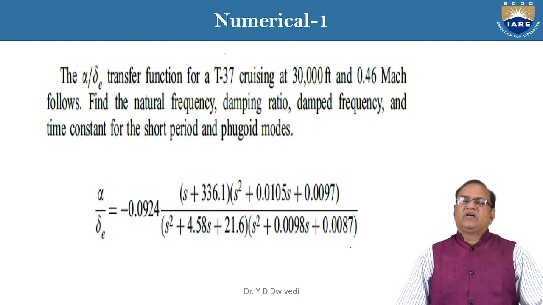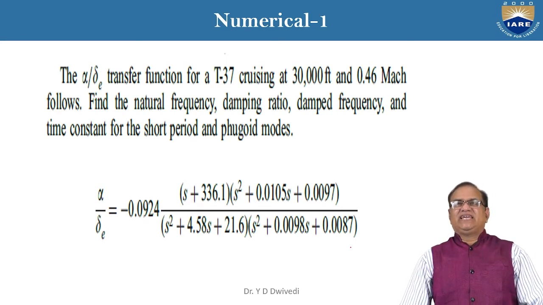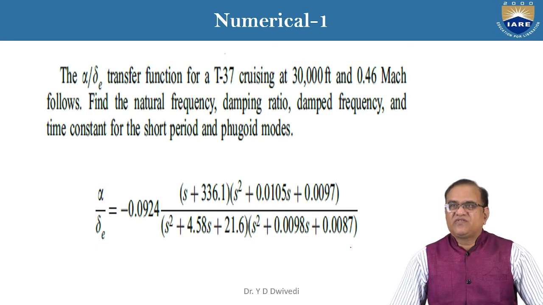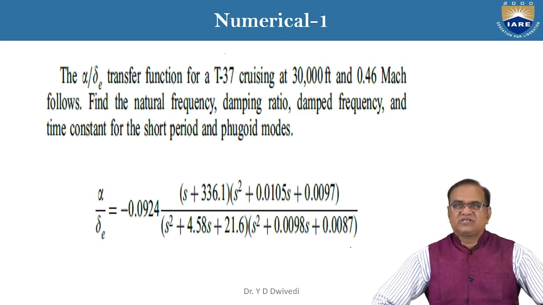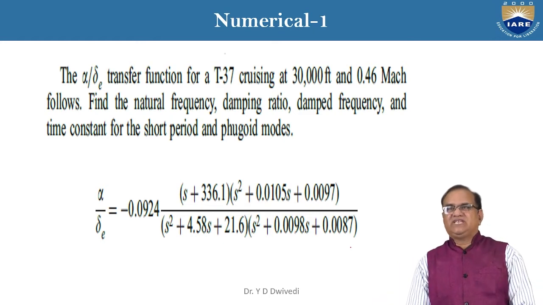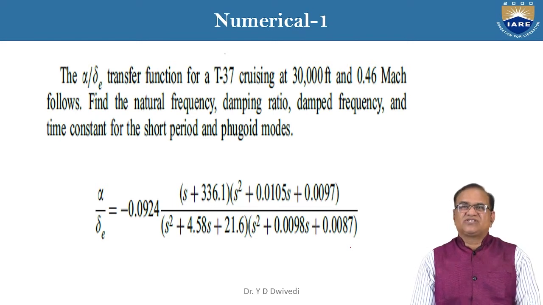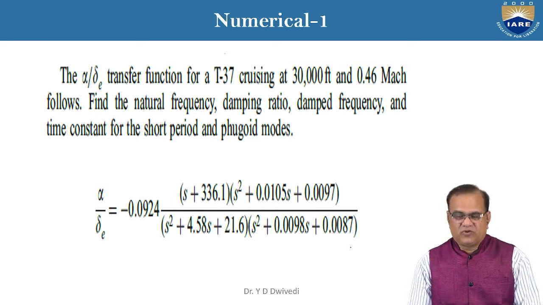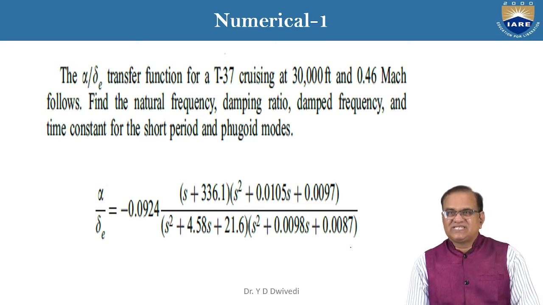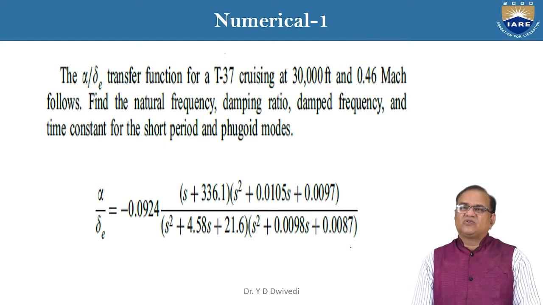So this is the problem, numerical number 1. The alpha by delta E transfer function for a T-37 cruising at 30,000 feet and 0.46 Mach follows. Find the natural frequency, damping ratio, damped frequency, and time constant for the short period and phugoid modes. So these equations are given here, and alpha by delta E is also given.